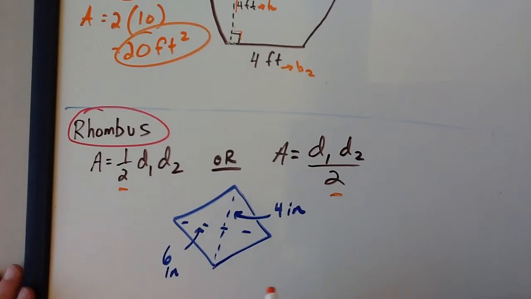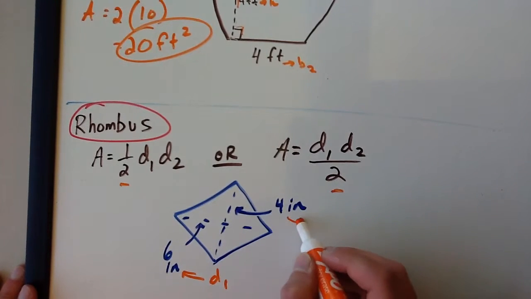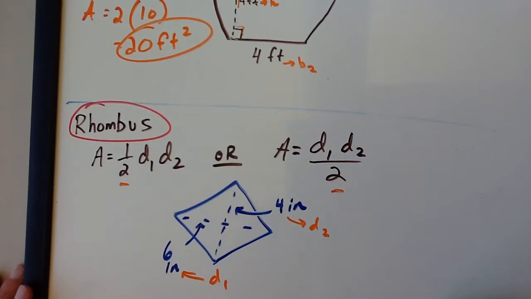Alright, so here in this rhombus I have 2 diagonals, as you can see by the dashed lines that go from one vertex to the other. My 2 diagonals are 4 and 6. Again, it does not matter which one I call diagonal 1 and which one I call diagonal 2 because when you multiply them together you will get the same product.